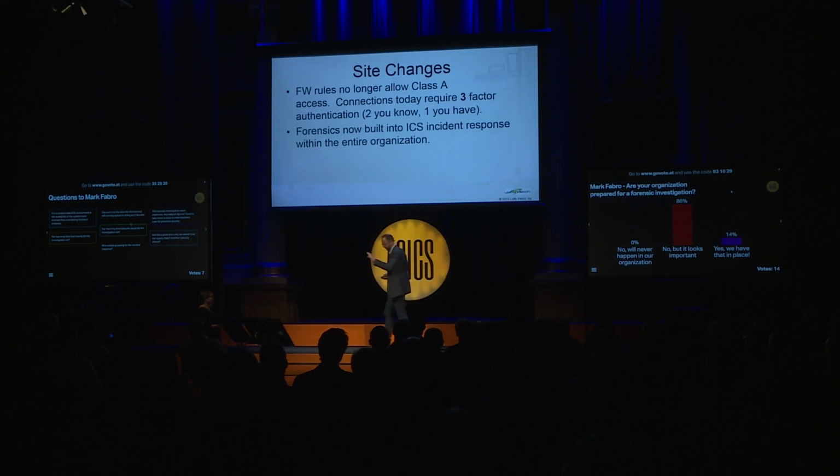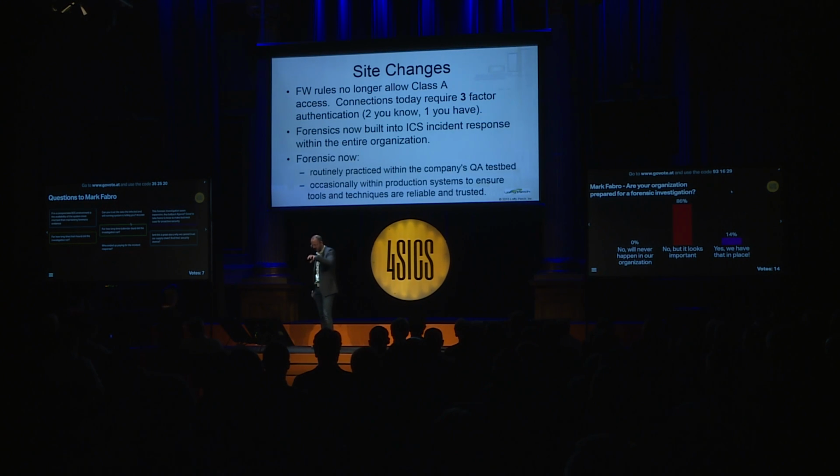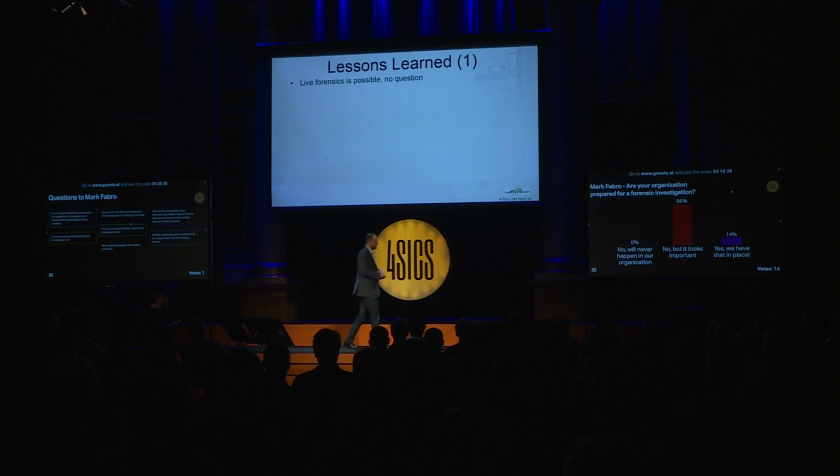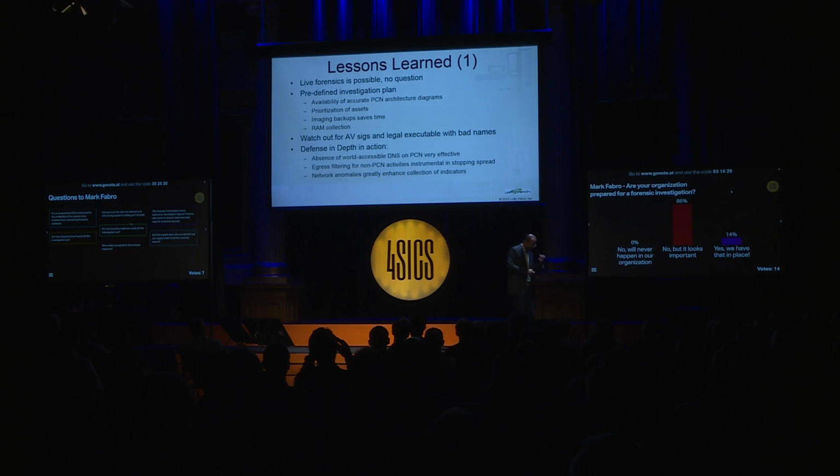Oh, I'm burning through this. The forensics is now built into the ICS program, and they've actually put it into the QA testbed. The lessons learned, first of all, we know live forensics is absolutely possible. You need a predefined investigation plan. Watch out for the antivirus when you're rolling it in, because it will tend to go after proper executables and libraries and chew them out right outside of the industrial control system.